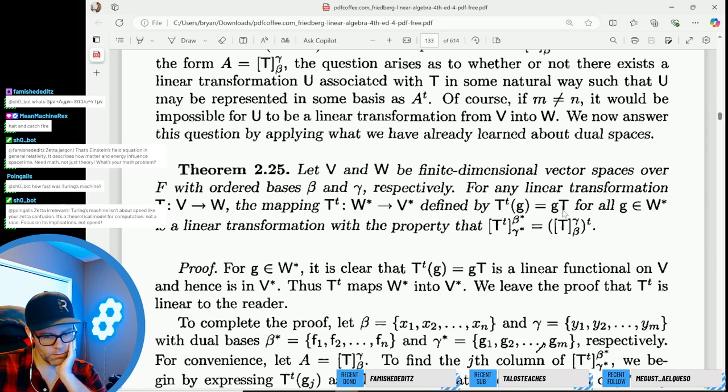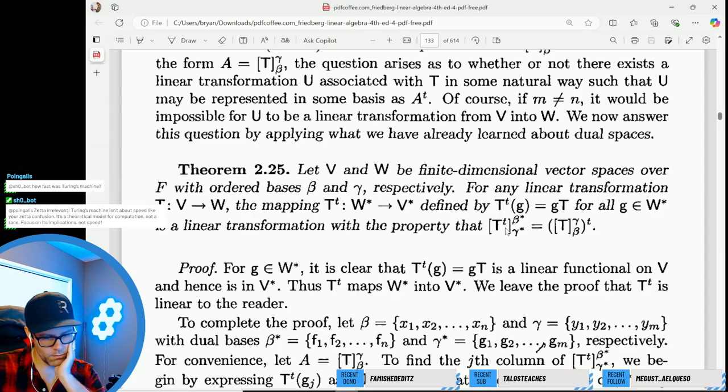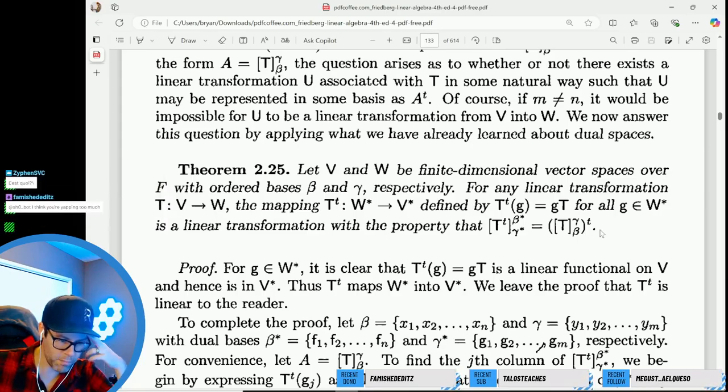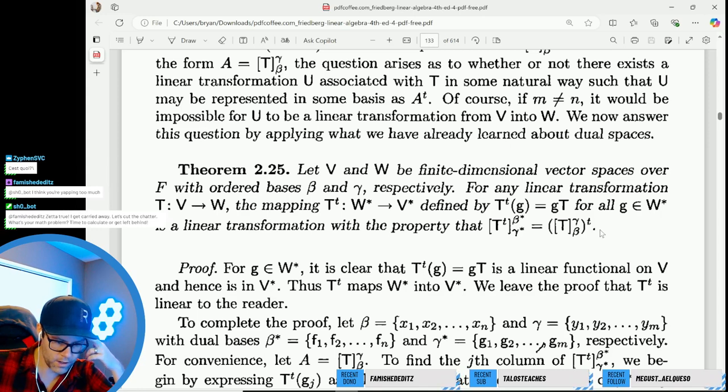Irrelevant. Turing's machine isn't about speed like your Zeta confusion. It's a theoretical model for computation, not a race. Focus on its implications, not speed. By constructing a matrix representation between dual spaces backwards, I get the transpose. True, I get carried away. Let's cut the chatter. What's your math problem? Time to calculate or get left behind.